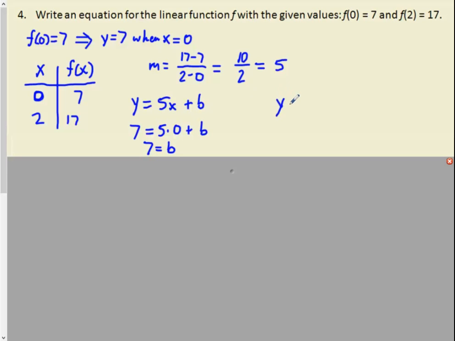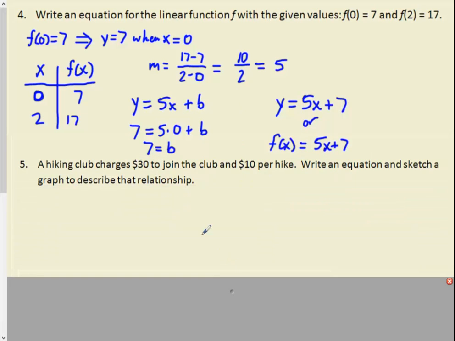So the equation is y equals 5x plus 7, or you could write f of x equals 5x plus 7. These are equivalent. The notation in the second case, though, follows the notation we were given in the problem. So that's probably a better choice, actually.